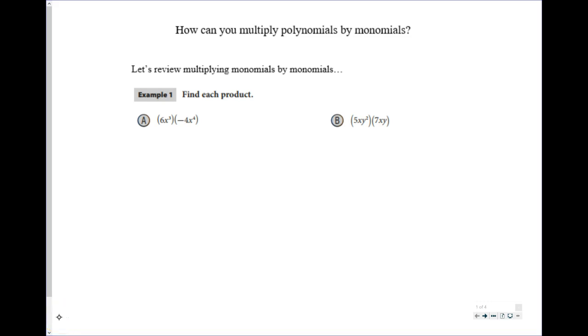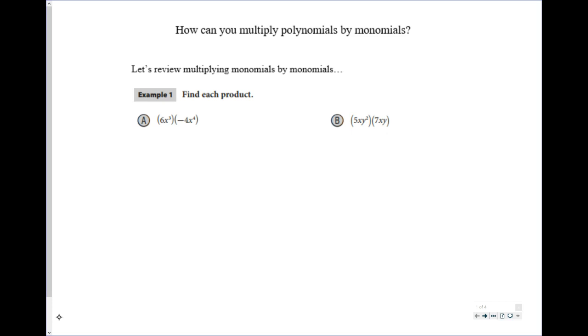Alright, today's learning target is going to be pretty cut and dry, very simple. Instead of adding polynomials together, we're going to introduce the idea of multiplying polynomials together. Now, we did a lot of this in the last unit where we were doing exponent rules and multiplying monomials. Well, now we're going to start multiplying monomials by polynomials.